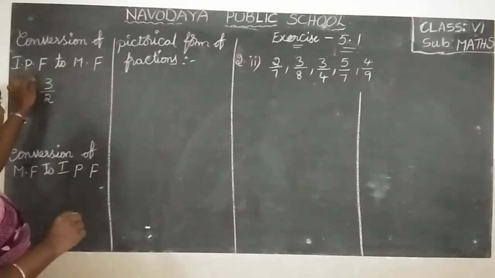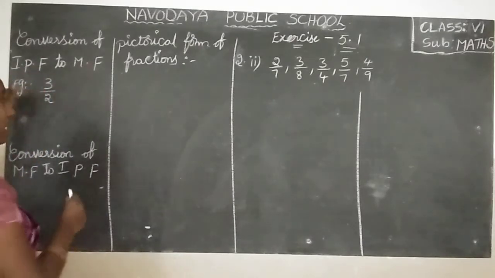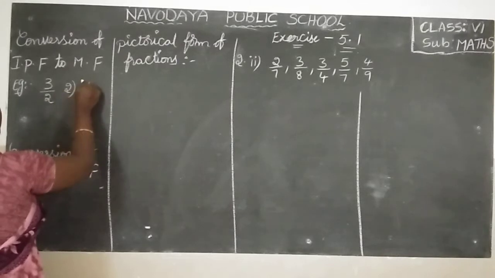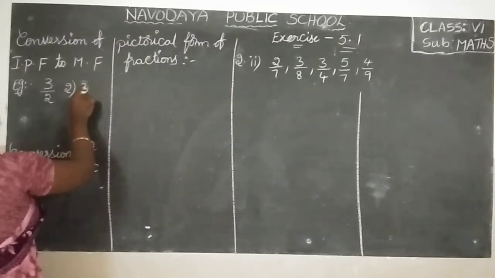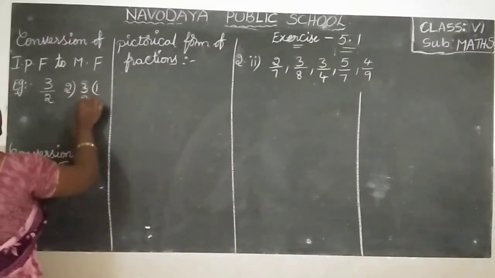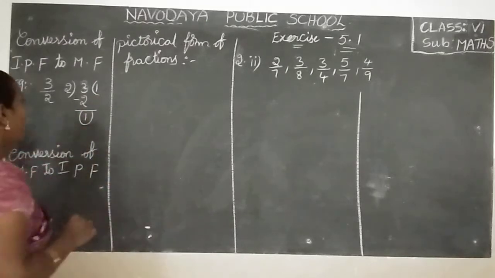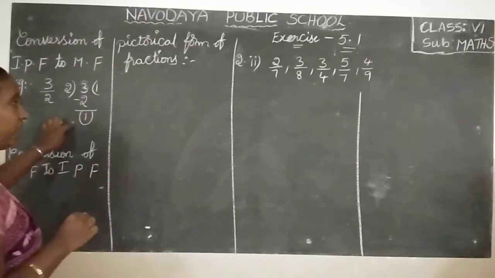To convert an improper fraction to a mixed fraction, we just divide these two numbers. So 2 into 3: 1 time, 1 two is 2, 3 minus 2 is 1. So how do we write this as a mixed fraction?